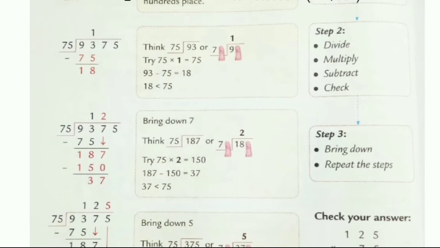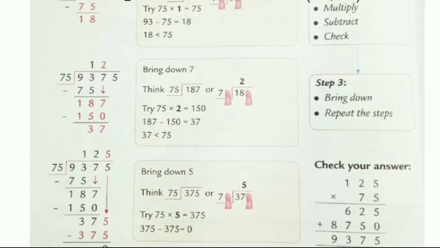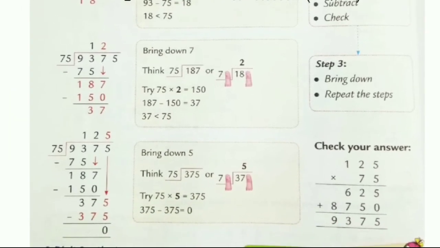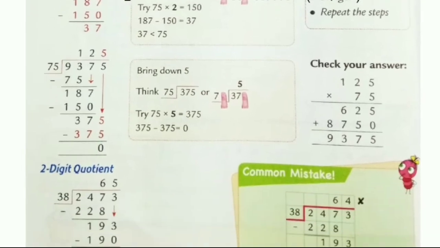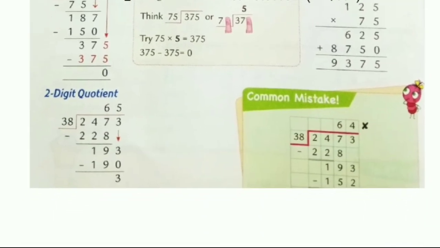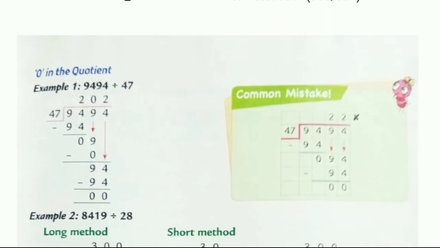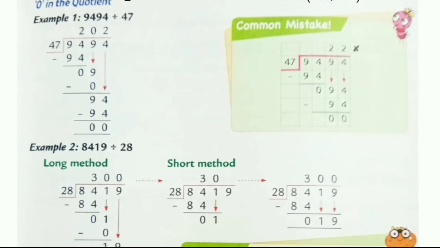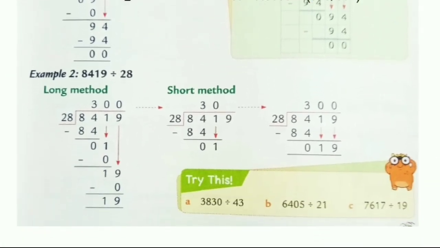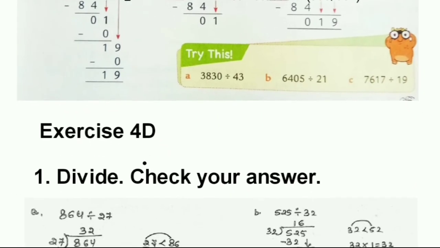Then bring down the next number. Then repeat the same step again. At last you will check your answer. In this one, one more thing is there, 0 in the quotient. Just now we have done that in the previous exercise 4a. The same thing we will do here. So there are two methods for solving, long method and short method. Any one method you can use to solve it.